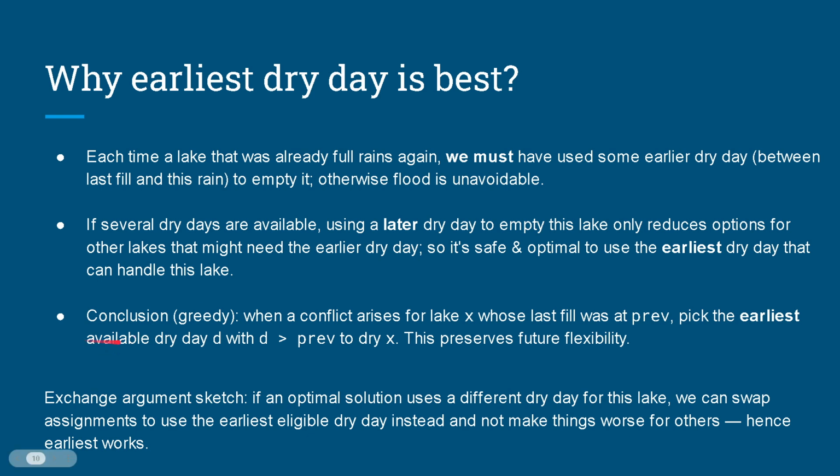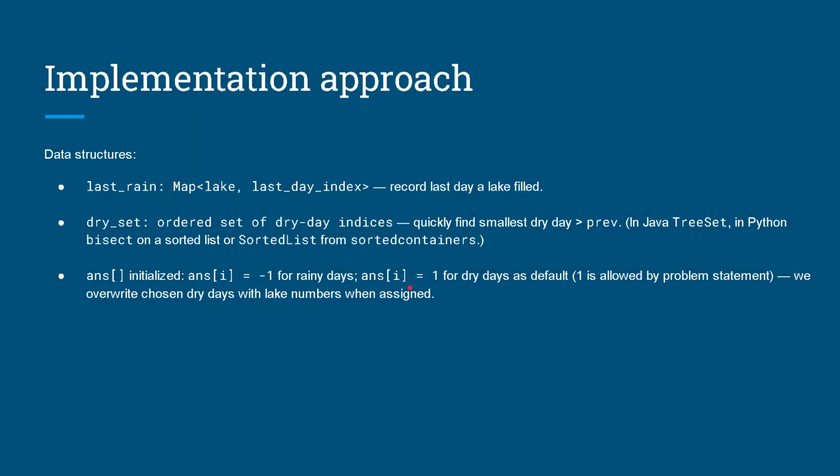Now the conclusion is it's a greedy approach. When a conflict arises for lake X whose last fill was at previous, pick the earliest dry day D, where D should be greater than the previous, and we'll use it to dry X. This preserves future flexibility. This is what we are talking about, why we use the dry day. I hope you understand.